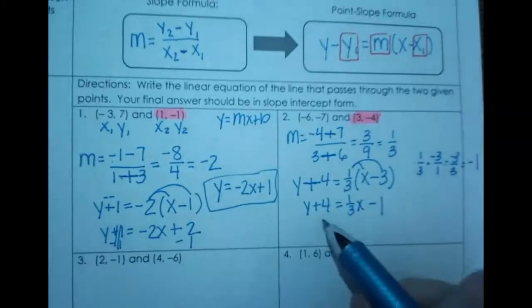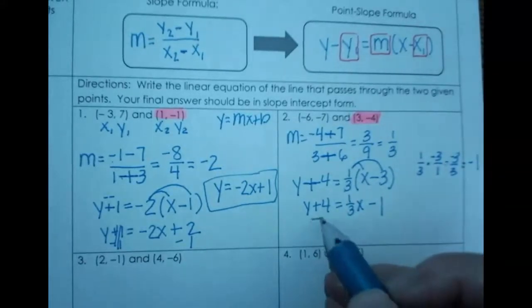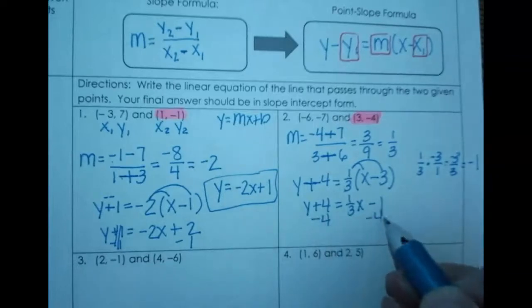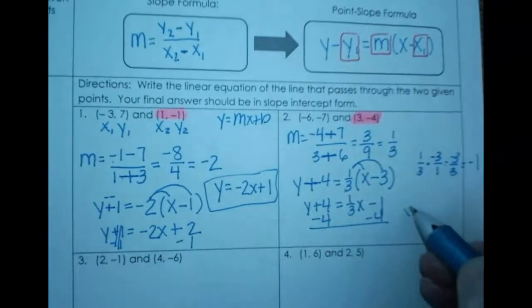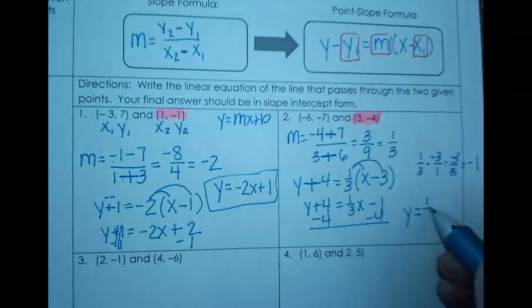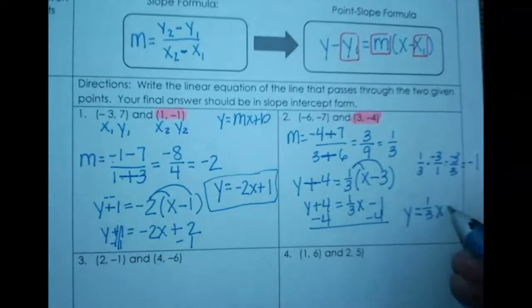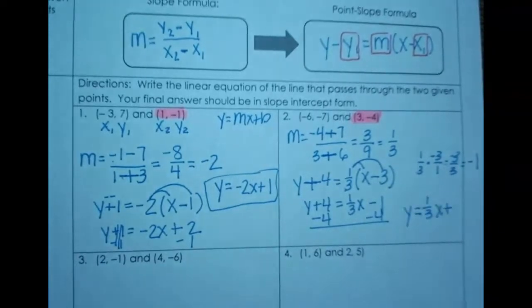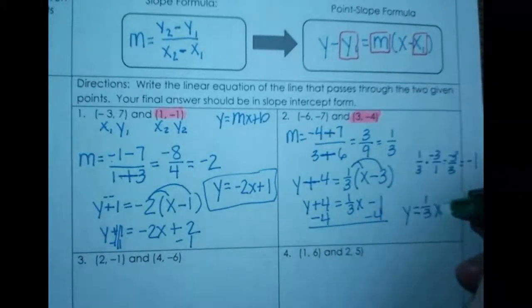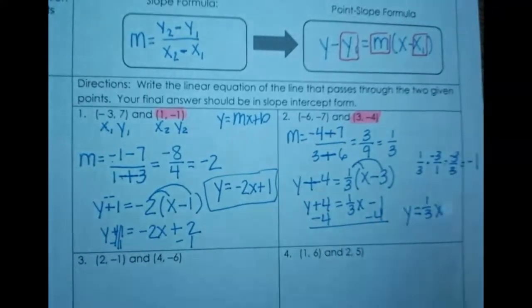But we're not done because we want it to be in slope-intercept form, so we've got to move the 4 over. So minus 4 from both sides, and I end up with y equals 1/3 x minus 5.